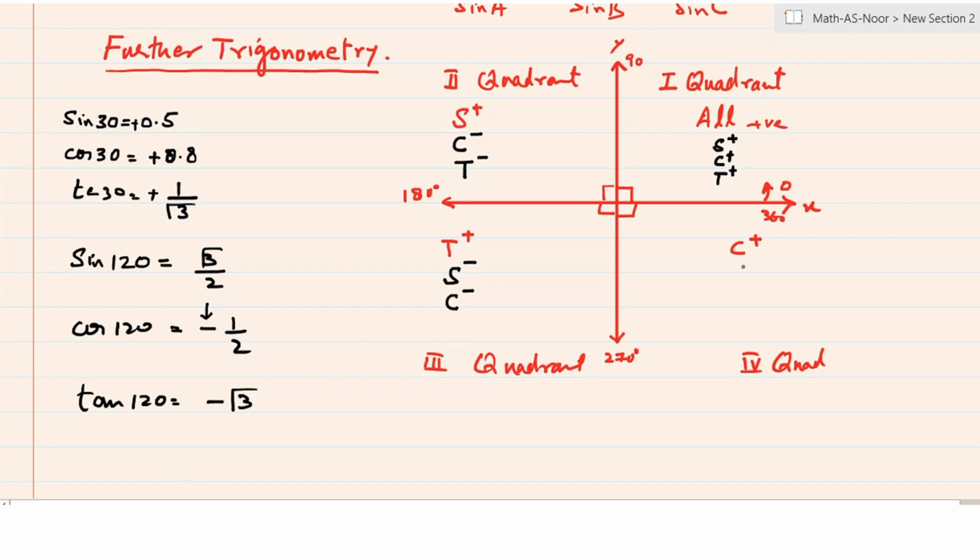Likewise, in the fourth quadrant, when cos is positive, the other trigonometrical ratios will give you negative answers.